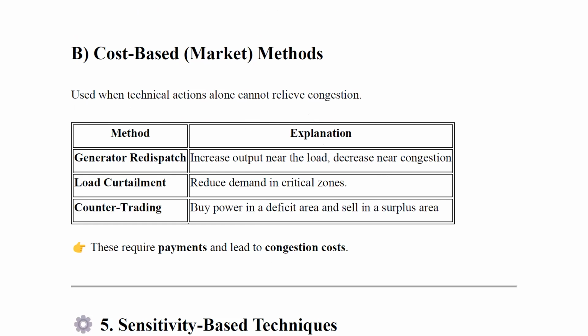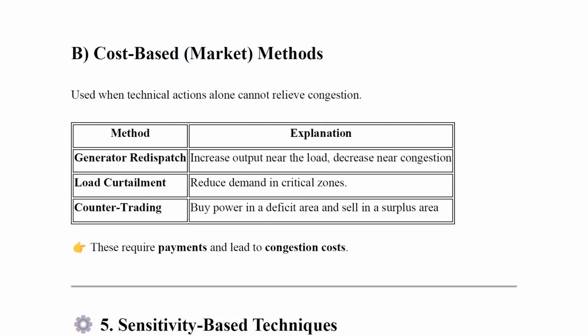Whatever the generators that are near to the load, sometimes they will increase the output of the generator near to the load, such that you can decrease the congestion in the transmission line. Instead of transmitting over some 200, 300 kilometers, you can identify which generator is near to the load. If you increase that generator's output, automatically congestion in the transmission line decreases.